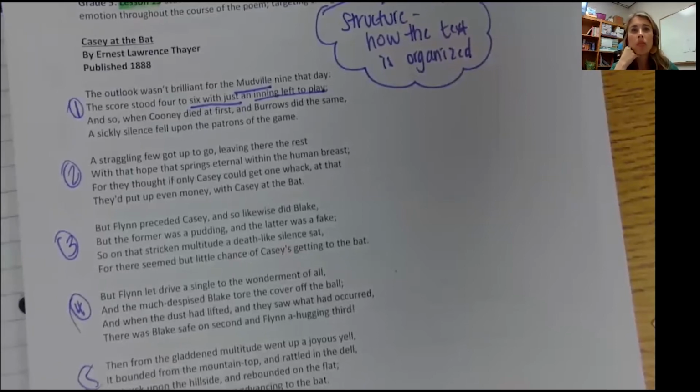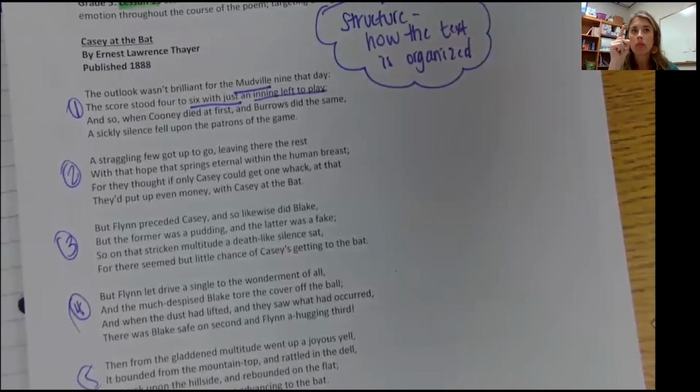Before we move on, let's remember who we're focusing on as we continue to read. Remember, we're focusing on the fans and the team. You got it? Let's keep going.